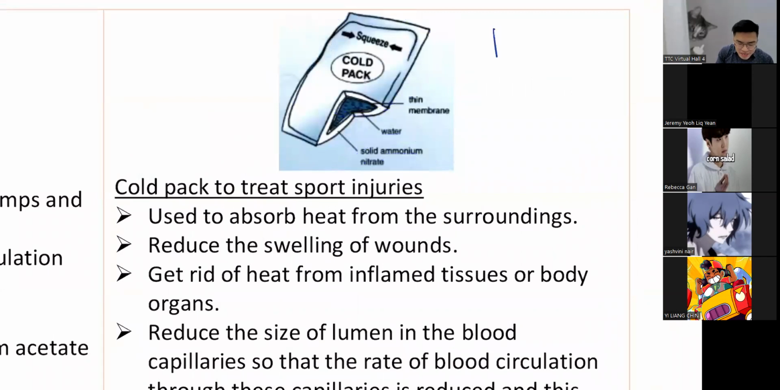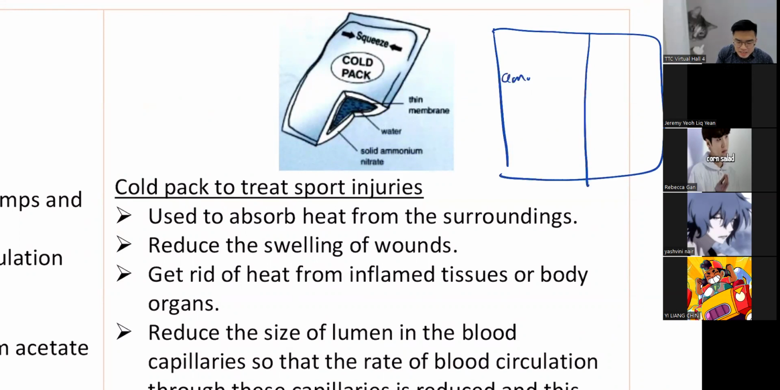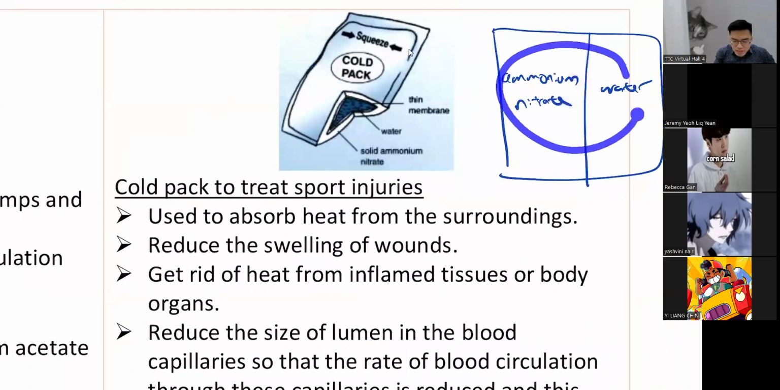This thing, if you look inside, there's actually 2 compartments. One part is the ammonium nitrate, and the other part is water. So when you are going to use this cold pack, you will squeeze it. When you squeeze, this middle layer will break. This middle membrane will break. When they break, these two will mix together. When they mix together, then they will be endothermic. Then you have this cold reaction.